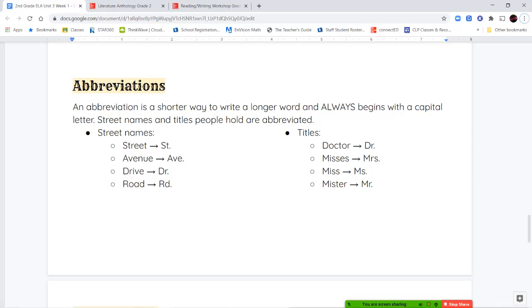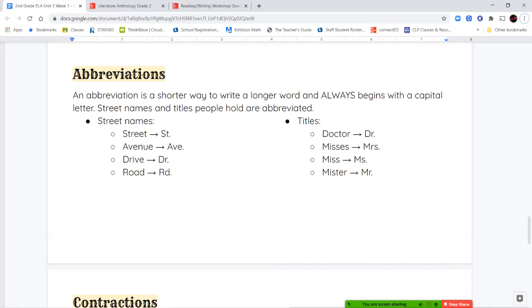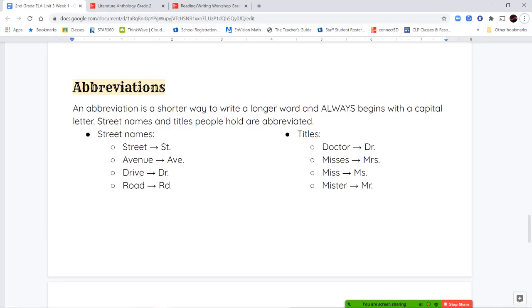Avenue, AVE, period, capital A. Drive, DR with a period. Road, RD with a period. Now, other things that we abbreviate are titles. Doctor is also abbreviated DR, and it usually comes before the name. Mrs., MRS, Miss, MS, or Mr., MR. Now, we also have abbreviations for other things like the days of the week and the months of the year, but we're going to get into that in another lesson. So just keep these in mind because they're going to show up in both your practice book and in your grammar packets.